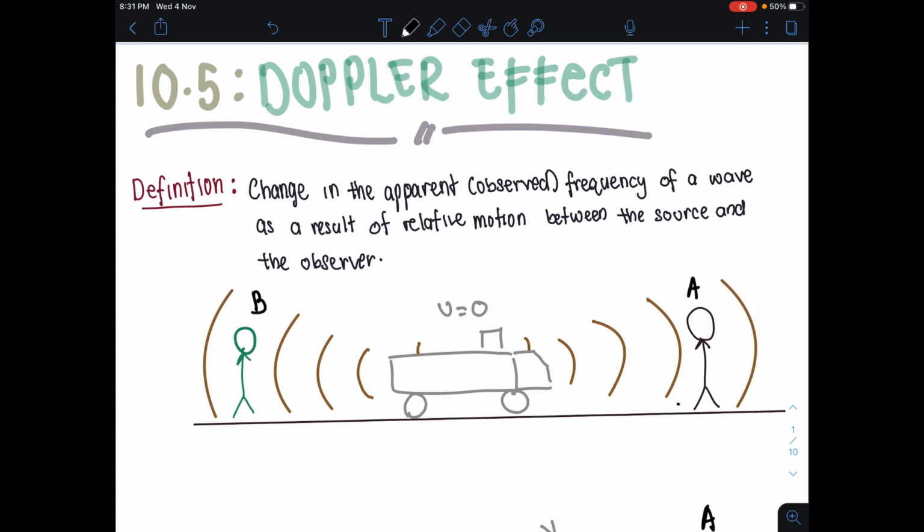Okay, by definition, Doppler Effect is a change in the apparent observed frequency of a wave as a result of relative motion between the source and the observer. Okay, to understand deeper, apa maksud definition ni adalah is the difference in the frequency that you are going to hear due to the motion of either the one producing the sound or due to the one who is listening.